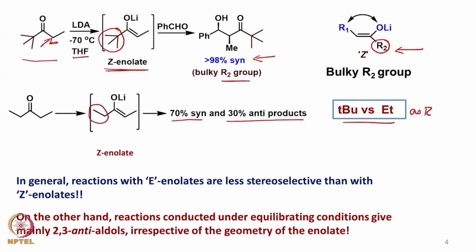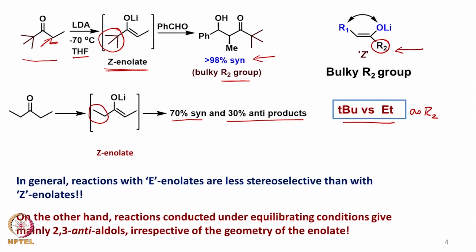So, clearly the size of the R2 group makes a lot of difference in terms of selectivity of syn versus anti. So, in general it has been found that reactions with E enolates are less stereoselective than with Z enolates.